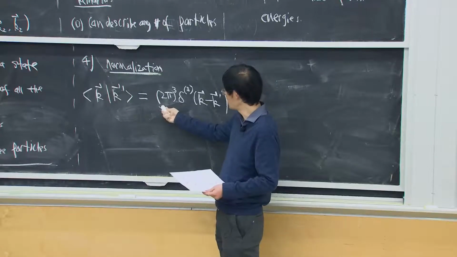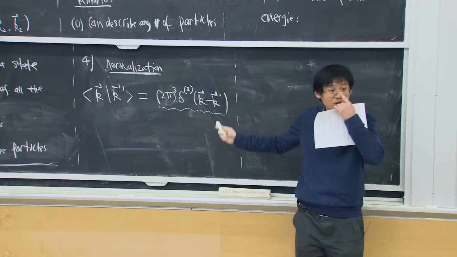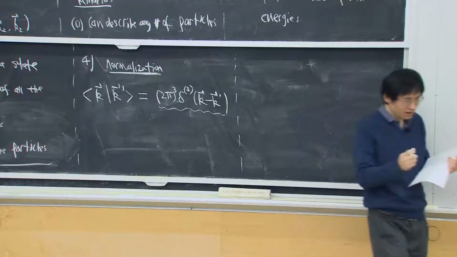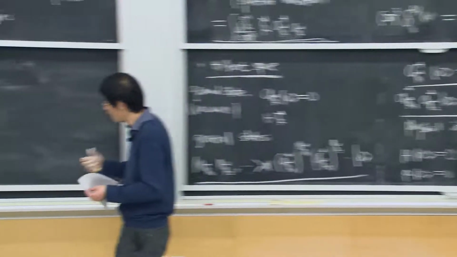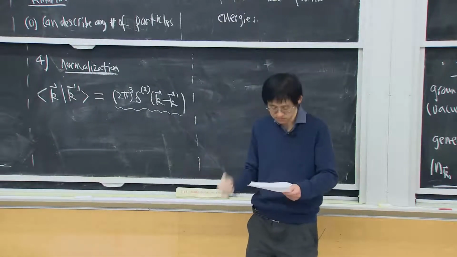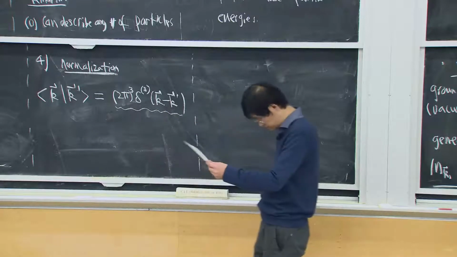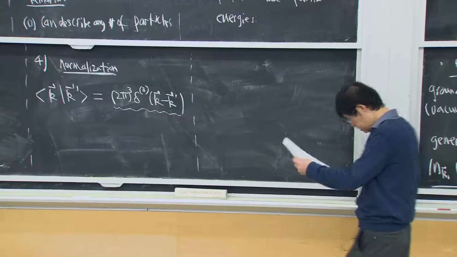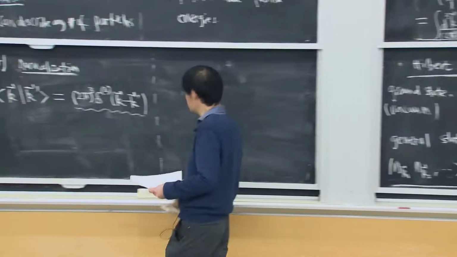This thing is actually not Lorentz invariant. This is not a good thing. This is not a good object under Lorentz transformations. But when we construct states, we would like our states to have good properties under Lorentz transformations. So instead, we will choose a slightly different normalization.